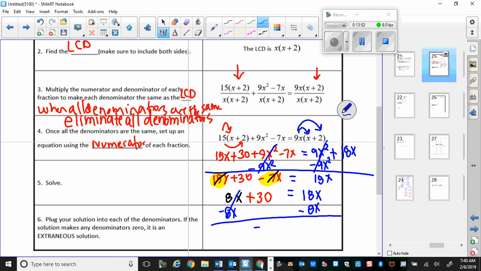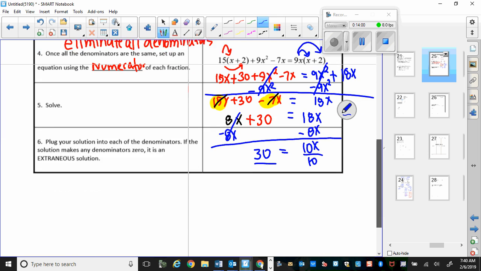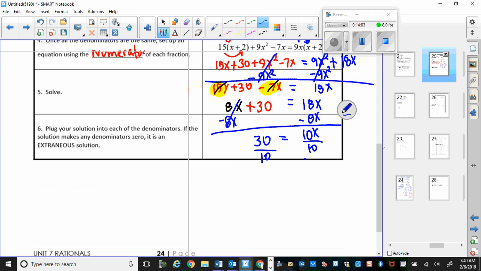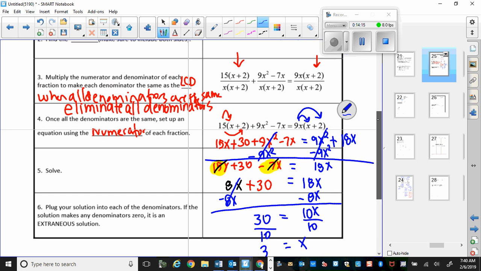And I get 30 equals 10x. Divide both sides by 10, and x equals 3. Now, what they want you to do is to go back and check, to make sure you don't end up with an extraneous solution from your original problem.